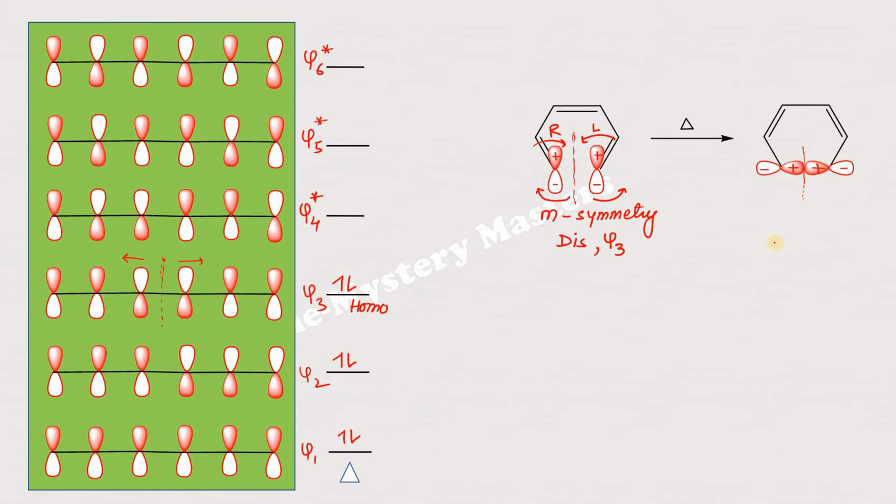That's why we can say that M symmetry is preserved in the product also, and that's why in thermal condition, due to disrotation, the cyclization of the molecule takes place. Now we will see how the reaction takes place in hν conditions, or photochemical condition, and how the cyclization will happen.